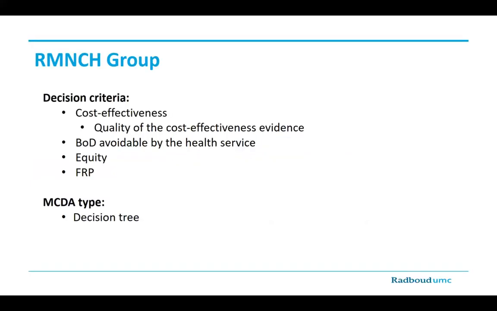We have the RMNCH group here. Please, briefly, please. Thank you. I don't know if it is fortunate or unfortunate, we are all from Ethiopia. So what we used as decision criteria, just omit the FRP. We just added equity as a criterion, and we chose the decision tree as an MSD8 type.